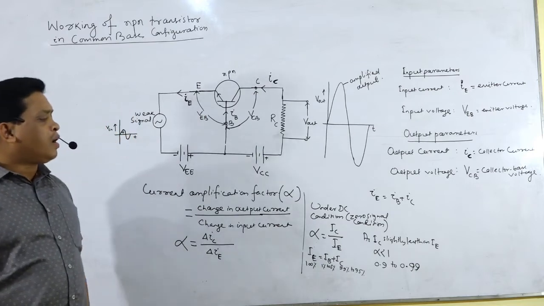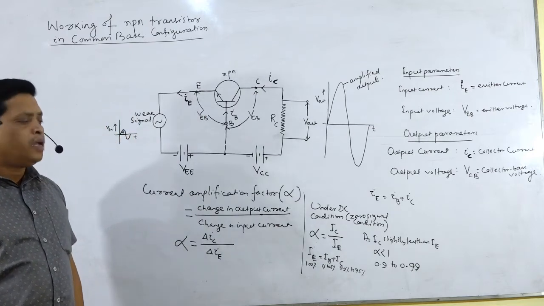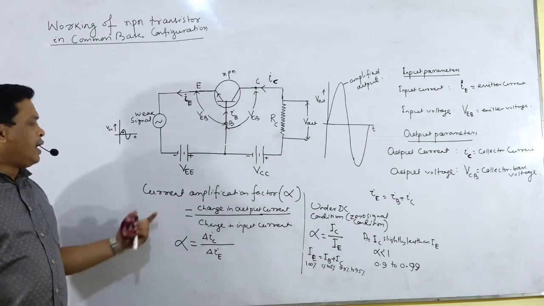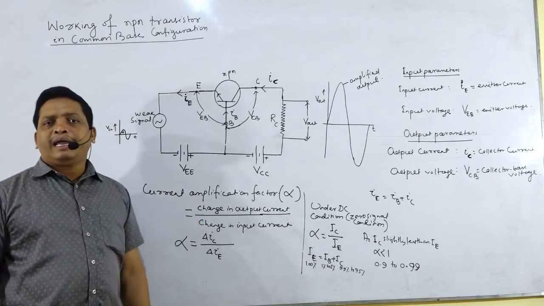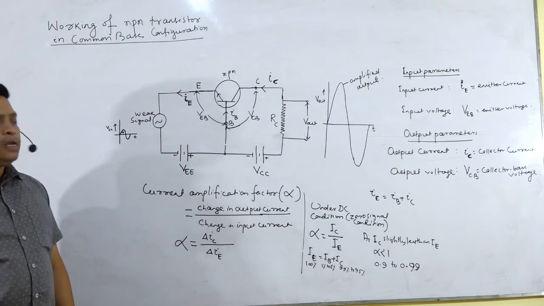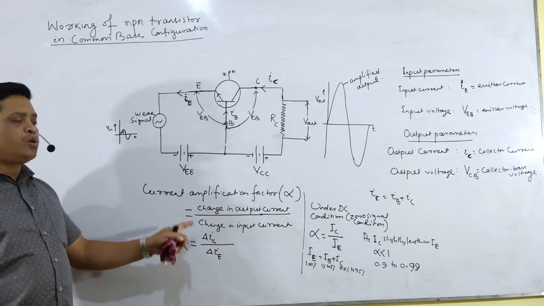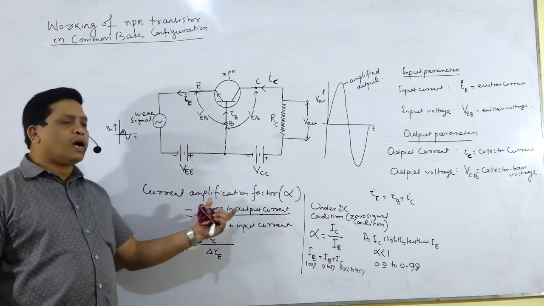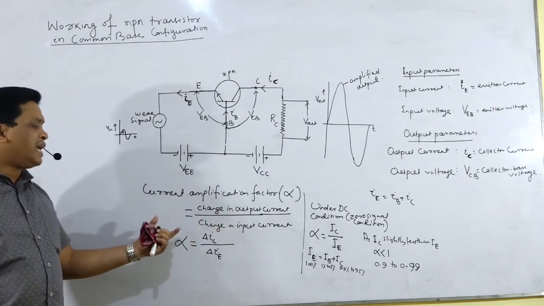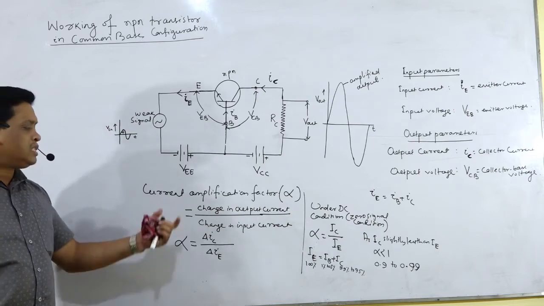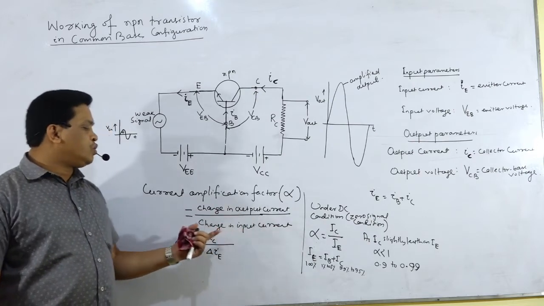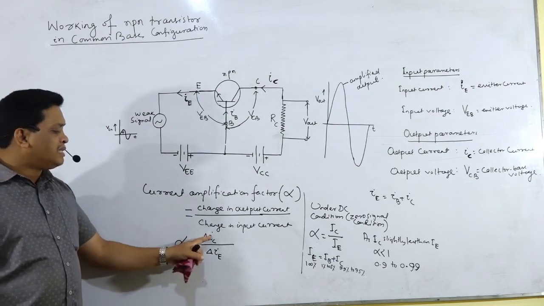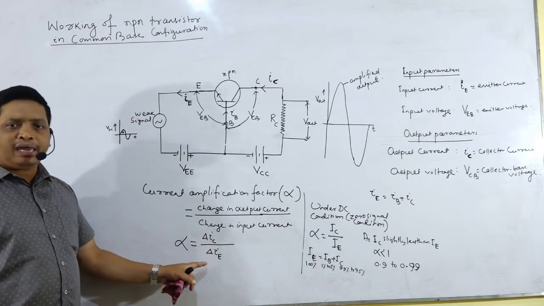So this is the current amplification factor in common base configuration. I repeat, current amplification factor in common base configuration is defined as the ratio between the small change in output current to the corresponding change in input current. So alpha equal to delta IC by delta IE.